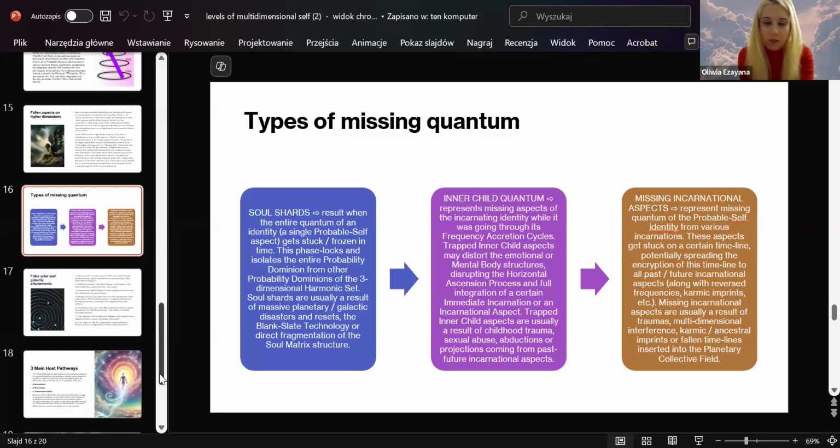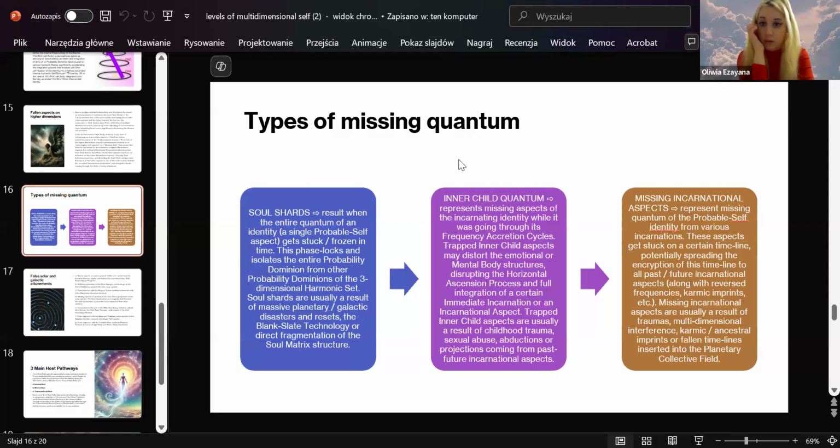This phase locks and isolates the entire probability dominion from other probability dominions of the three-dimensional harmonic set. So that means that if you have like the 12 probable selves, as if they were on a clock, that probable self is getting isolated from the rest of the structure, and the aspect of the soul that this probable self is holding is also getting stuck, and that is known as the soul shard. Soul shards are usually a result of massive planetary galactic disasters and resets, the blank slate technology, or direct fragmentation of the soul matrix structure.